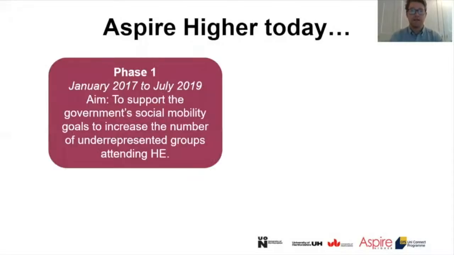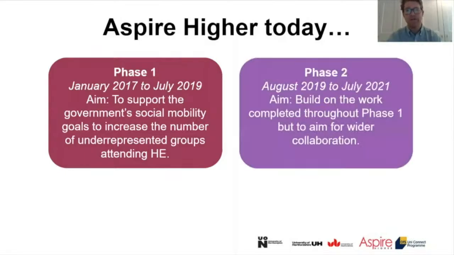Phase 1 of the UniConnect project started in January 2017 and ran until 2019, with the aim to support the government's social mobility goals to increase the number of underrepresented groups attending higher education. We're now currently in phase 2 of the programme, with the aim to build on the work completed through phase 1, but to aim for wider collaboration as well. So as you can see, we are in the final year of our project. In the last 2 years alone in phase 2, the Aspire Higher programme has been funded nearly £2.5 million for outreach across the 3 counties.